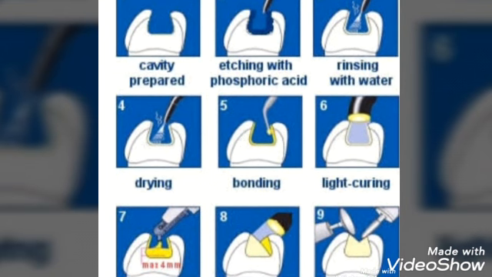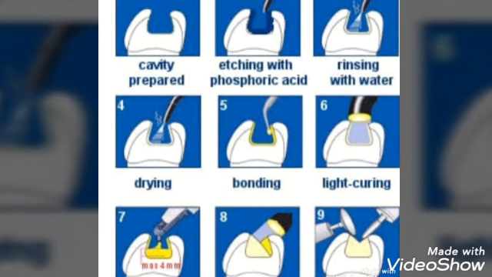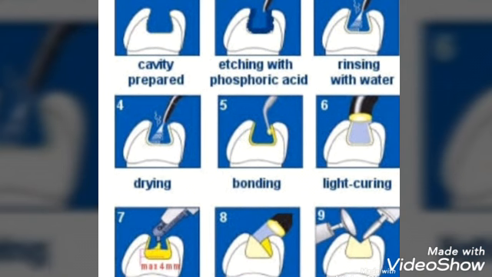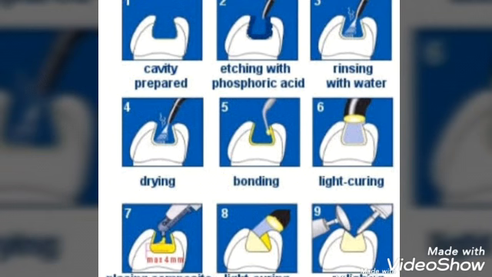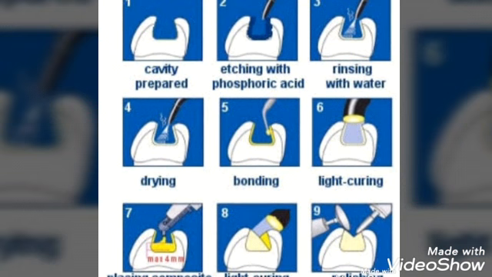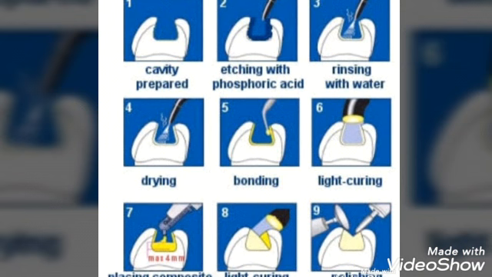In the fourth picture, after rinsing, it should be dried. The cavity is dried with the help of a cotton. In the fifth picture, before the application of the bonding, the tooth should be isolated. In the sixth picture, after applying the bonding, the tooth is cured for 20 to 30 seconds.